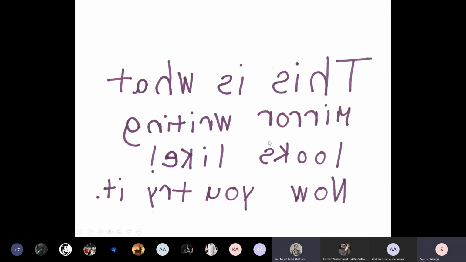This is what mirror writing looks like. Now turn it. So if you put a mirror here and reflect onto your screen, you'll be able to read this properly. Maybe you guys can try and do mirror writing.